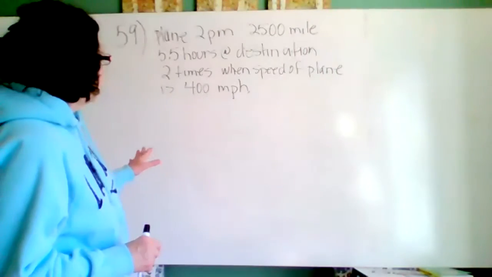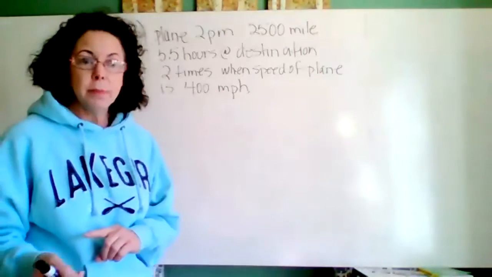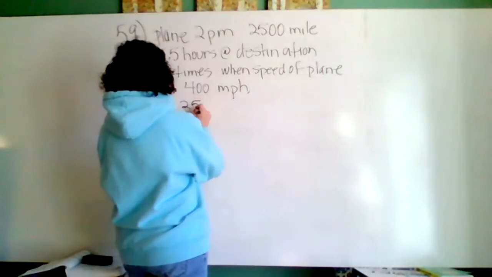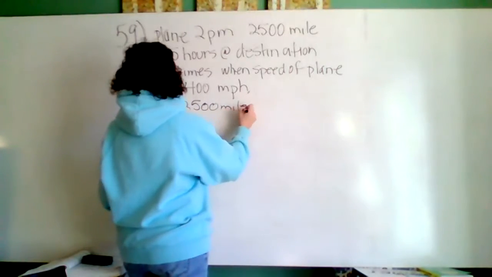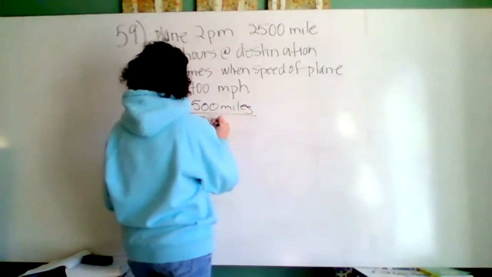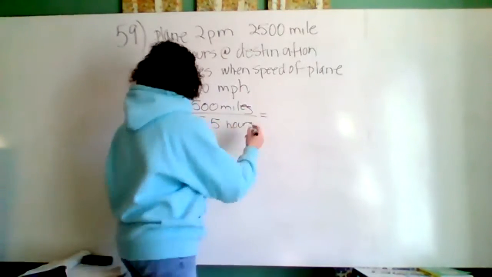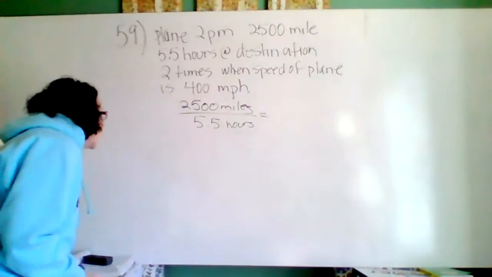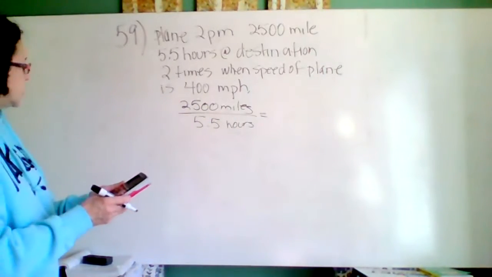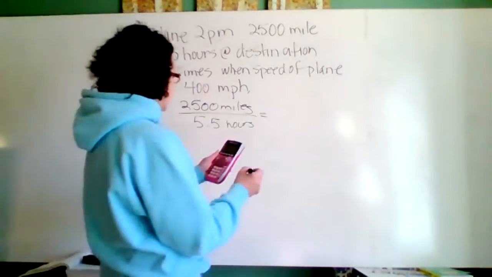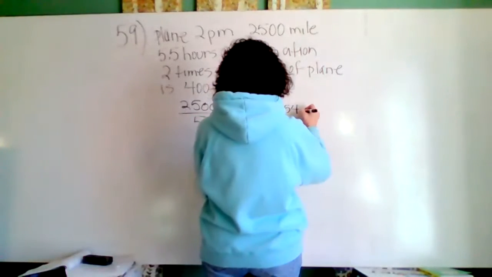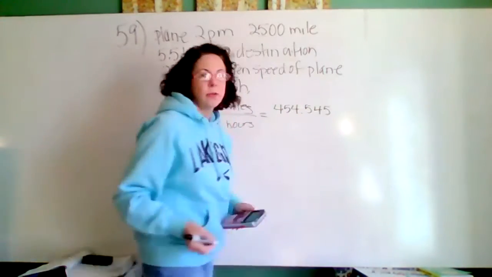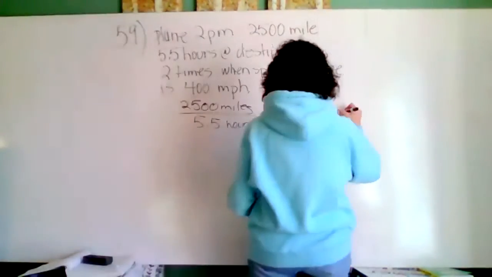First of all, let's find the average speed of the plane over the trip. It went 2,500 miles in 5.5 hours. They took a while to say it, but I could find the average speed of the plane. That is 2,500 divided by 5.5 hours, and that is 454.5. It seems silly to go so far, but I usually go to the third place, miles per hour.